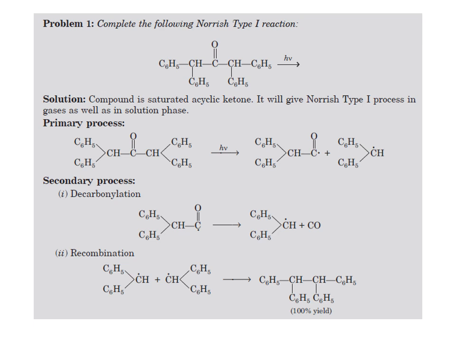In the secondary process we consider the decarbonylation, and it produces (C6H5)2 CH dot, this is the alkyl radical, and carbon monoxide is released. Then these two alkyl radicals recombine and give the following product with a 100% yield.